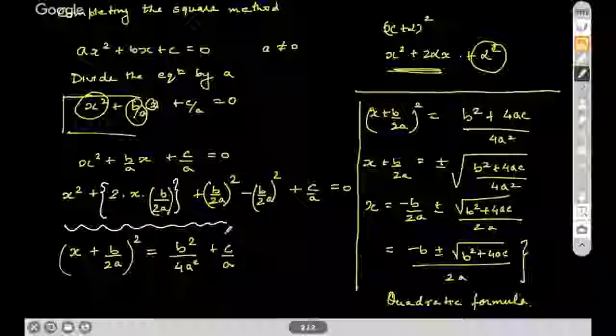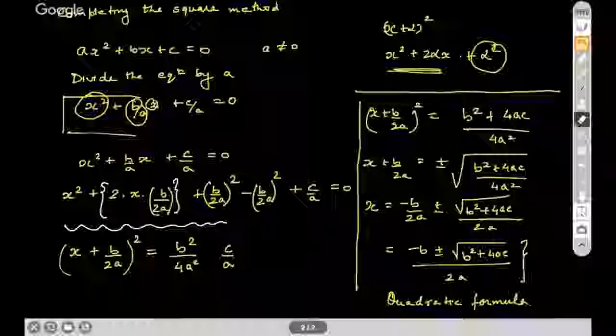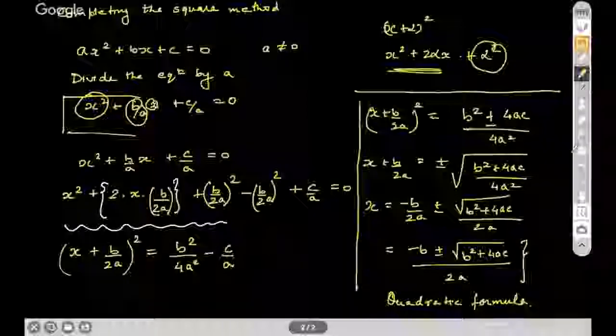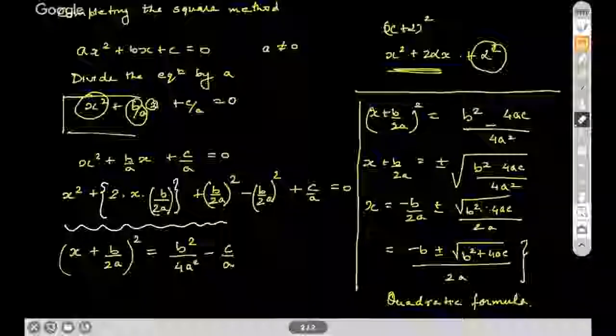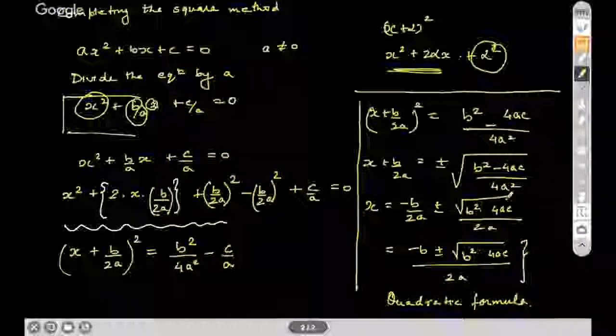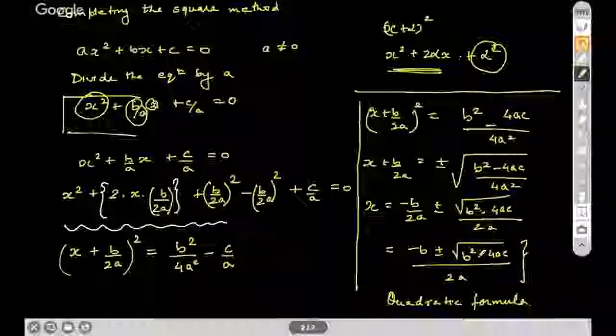Oh, I see. I'm really sorry. Yeah, there is some error. When I take c by a, sorry for this error, this is not plus, this is minus. Thanks for correcting. So this is clearly minus. I'm sorry. So all the pluses, plus c will be minus c. Yeah, so that's the correction. It is minus, minus, minus everywhere.